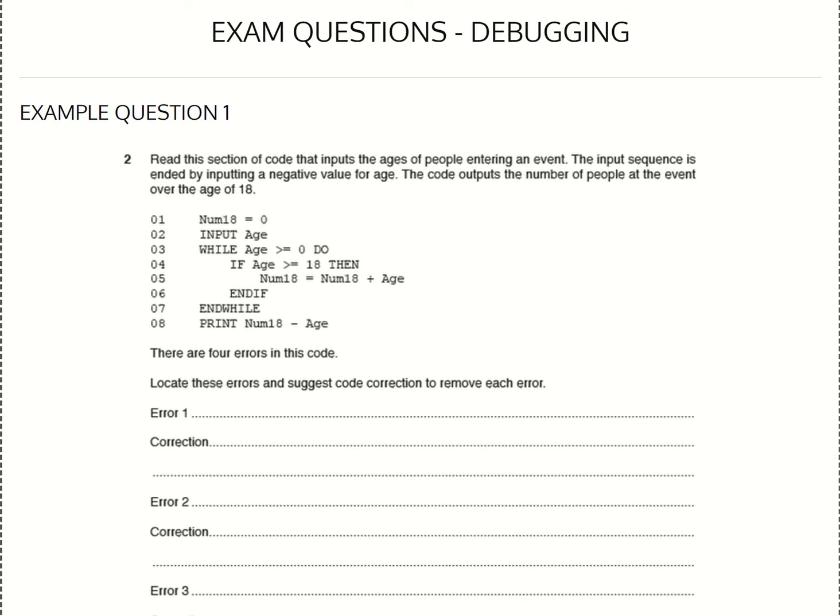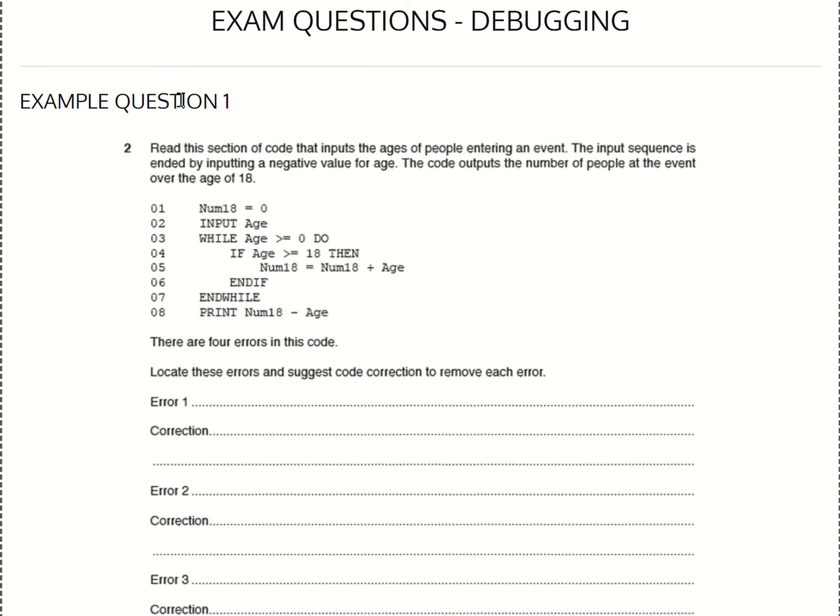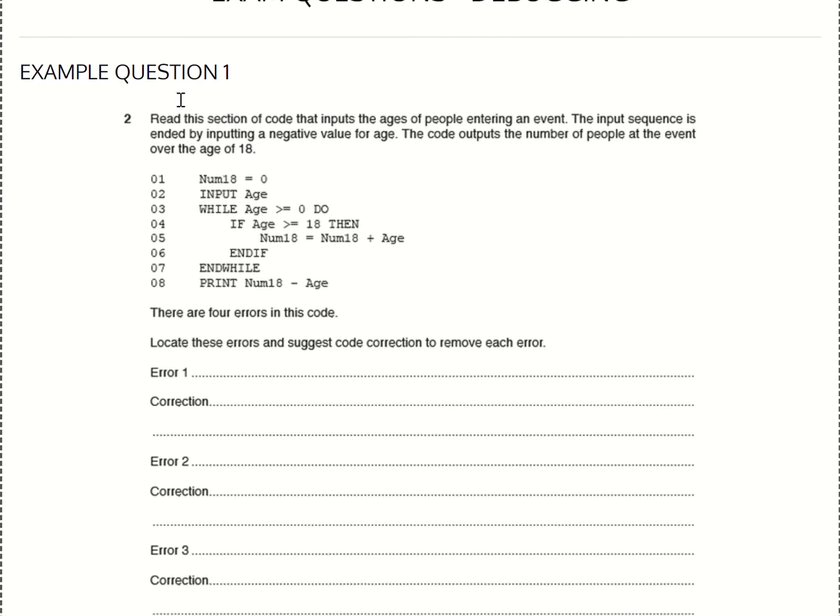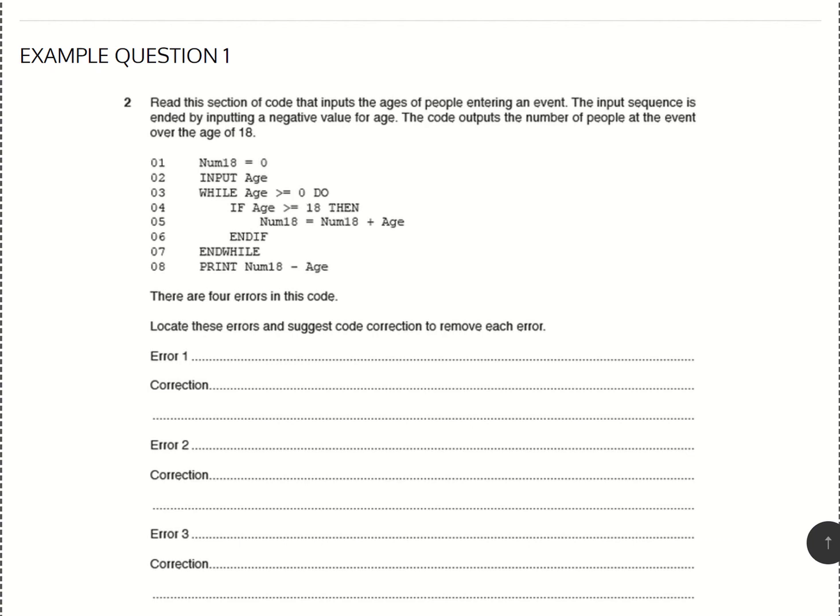IGCSE Computer Science Paper 2, Debugging. So for this first question, we have this piece of code and we're going to identify the mistakes, the errors.